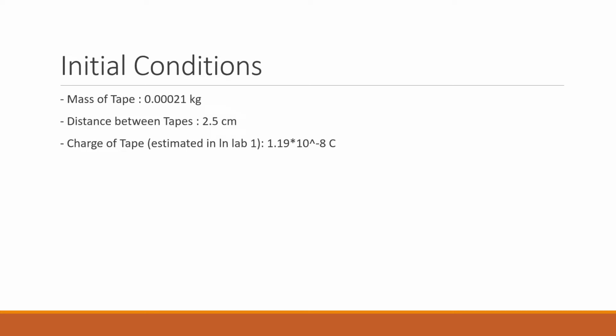Our initial conditions in this lab are that the mass of our tape was 0.00021 kilograms and that the distance between the tapes was 2.5 centimeters when they started to move, and that the charge of the tape estimated in lab 1 was 1.19 times 10 to the negative 8th coulombs, and we'll see this value has changed as we're estimating in a line of charges in lab 2.